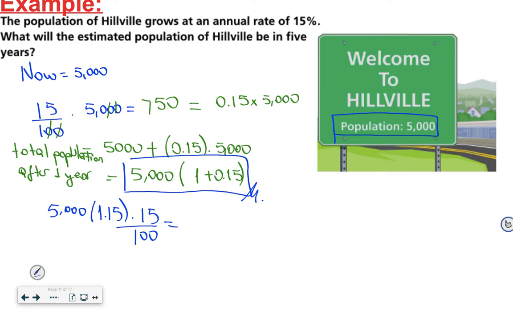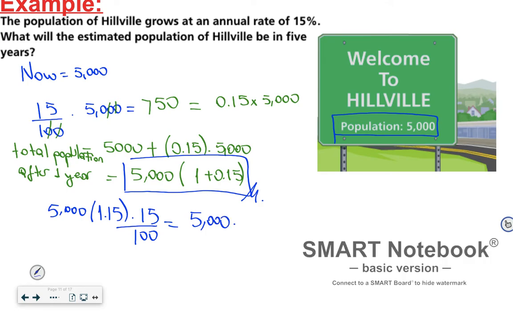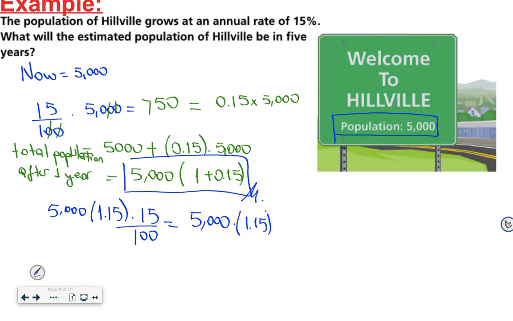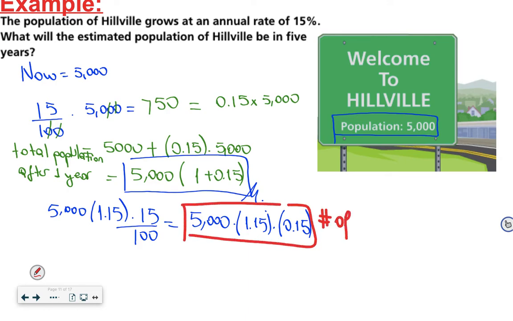And then this is going to become 5,000 times 1.15 times 0.15. What is this? This is the number of people that will be added at the end of the second year.